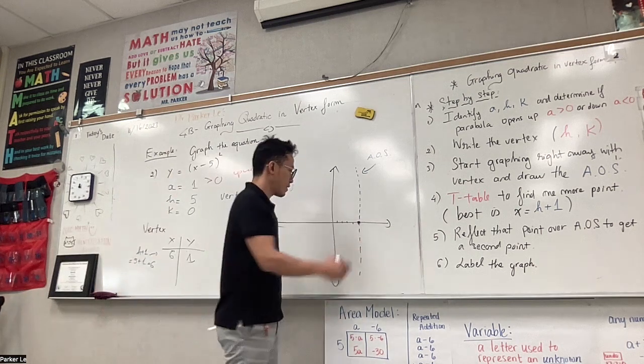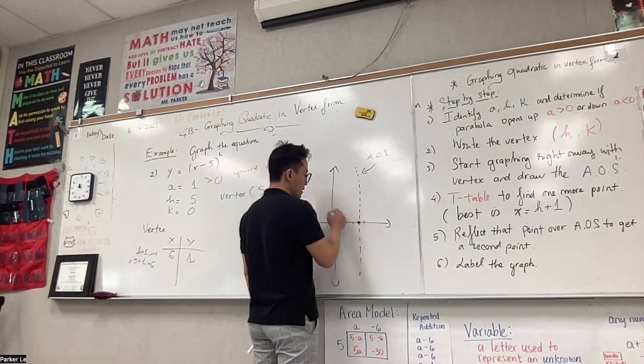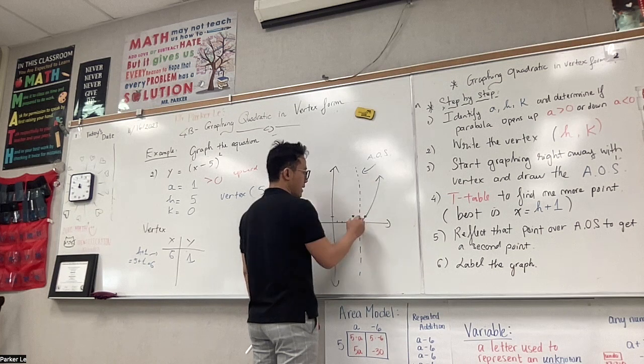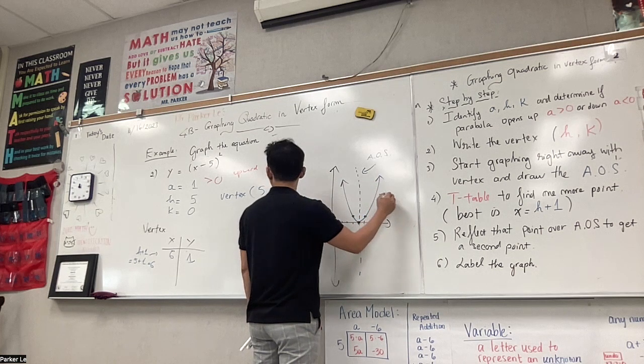Now just put it in here. 1, 2, 3, 4, 5, 6. 6, 1. Okay, so my point is right here. Same thing, repeat over here. I have this second point. Graph it. That's it. Label them.